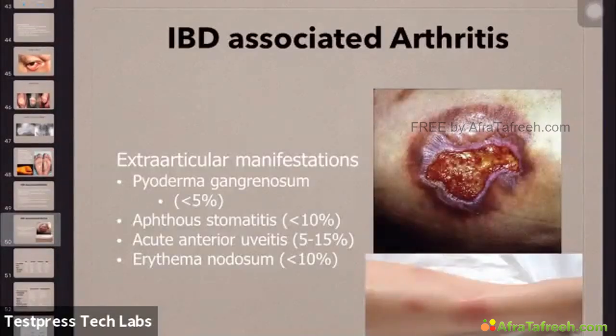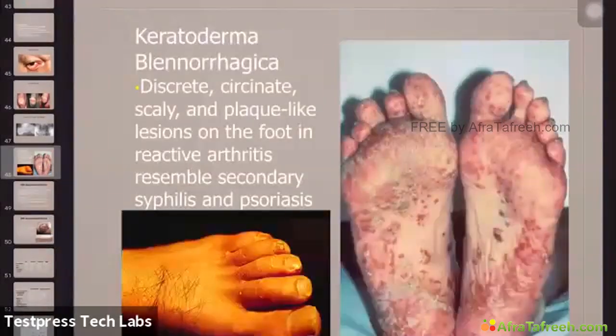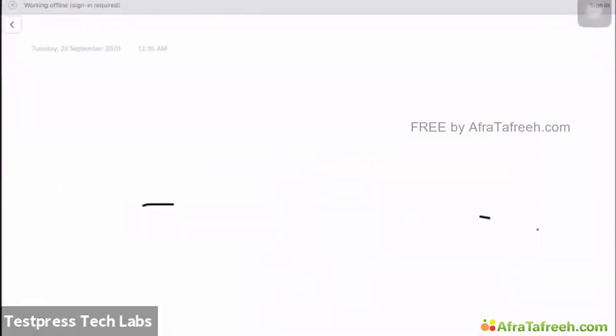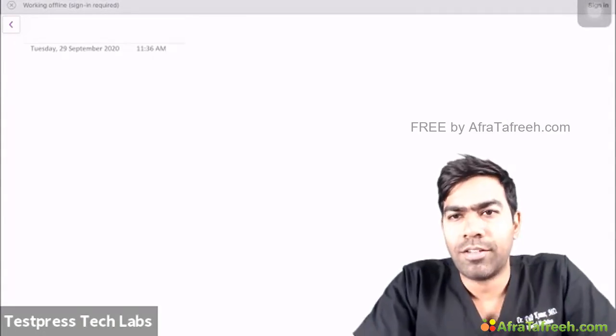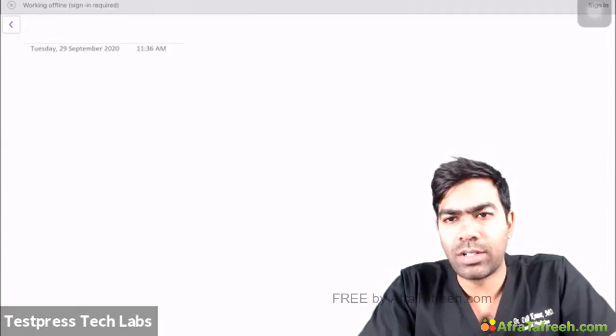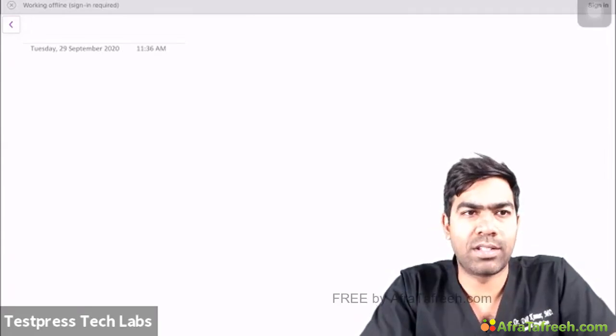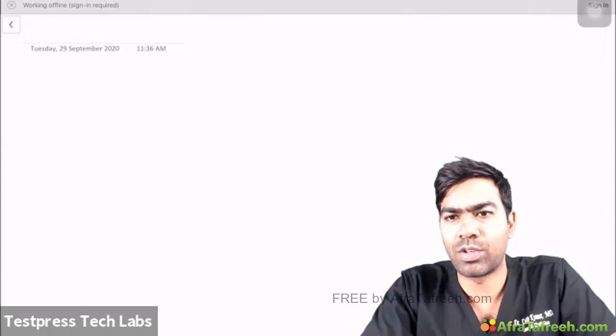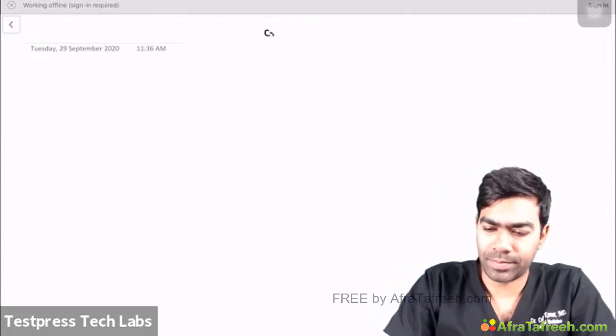In this particular example, I think we got some idea of some images that we need to know with regards to the synovitis spondyloarthropathies. I think with this, we can move on to the next type of arthritis. The next type of arthritis is going to be the crystal arthropathy.